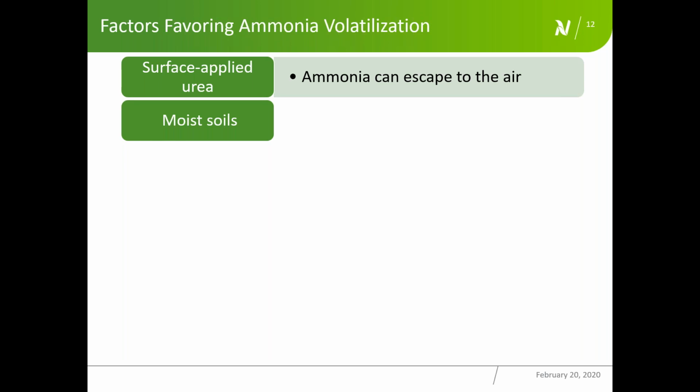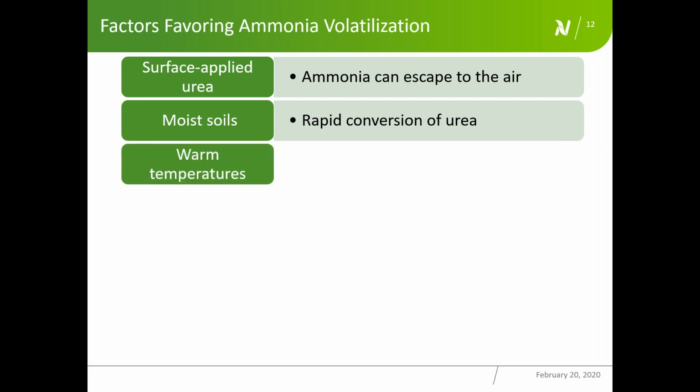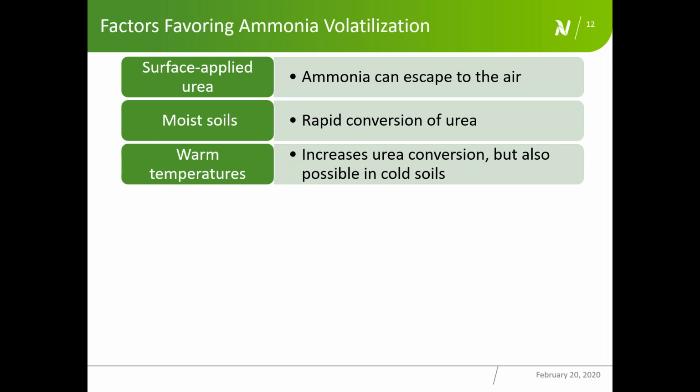Moist soil, so we need to have some moisture for this process to start. And in a dry soil, we don't have that urea conversion. But when we have moisture present to dissolve the urea fertilizer, then that conversion is very rapid. Warm temperatures. The rate of conversion generally increases as temperature increases, but we have seen in recent research in the northern plains in the U.S.